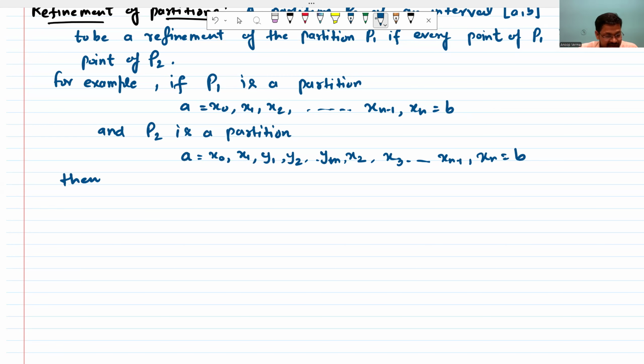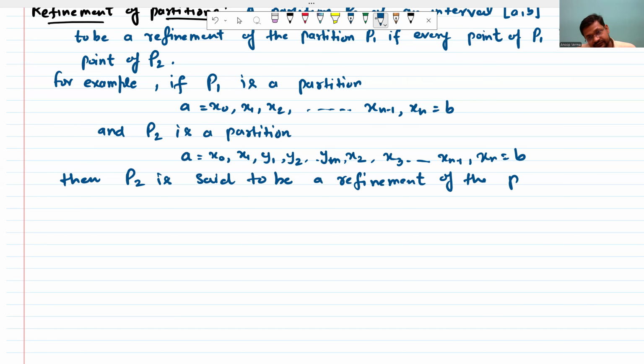Then we can say this P2 is said to be a refinement of the partition P1. Okay. So here we can say this P2 contains all the points of P1 as well. It's containing some more points without replacing any of the points. Okay. So let's see what is the oscillatory sum or oscillation.